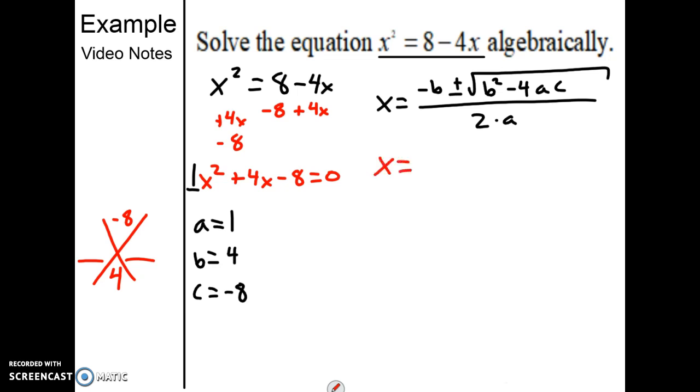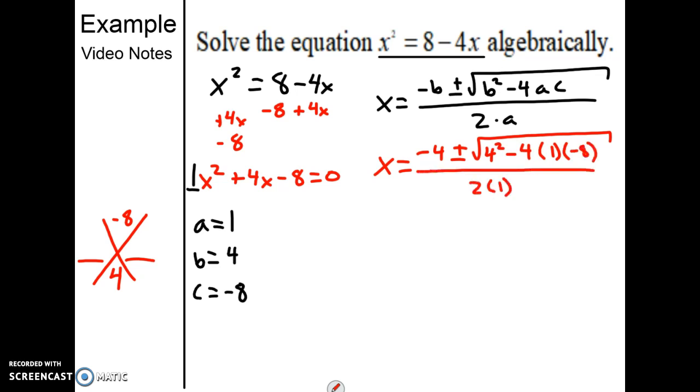So we're going to have x equals the opposite of 4 plus or minus the square root of 4 squared minus 4 times a, which is 1, times c, which is negative 8, all over 2 times 1. We need to simplify this.